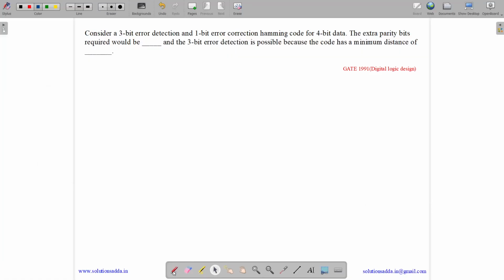This question belongs to digital logic design, and the topic is parity bits, or error detection and correction methods. It was asked in GATE CSE 1991. The question states: consider a 3-bit error detection and 1-bit error correction, all done using the Hamming code method.